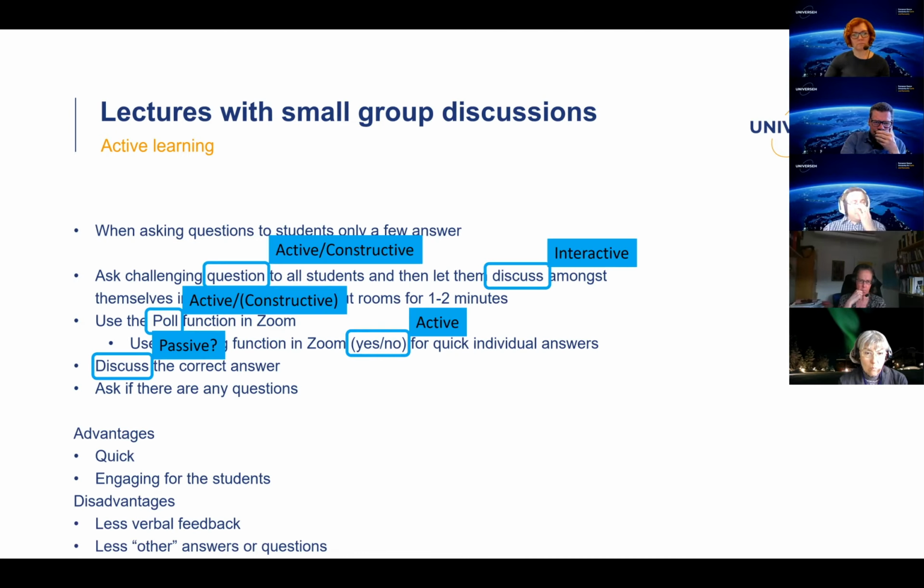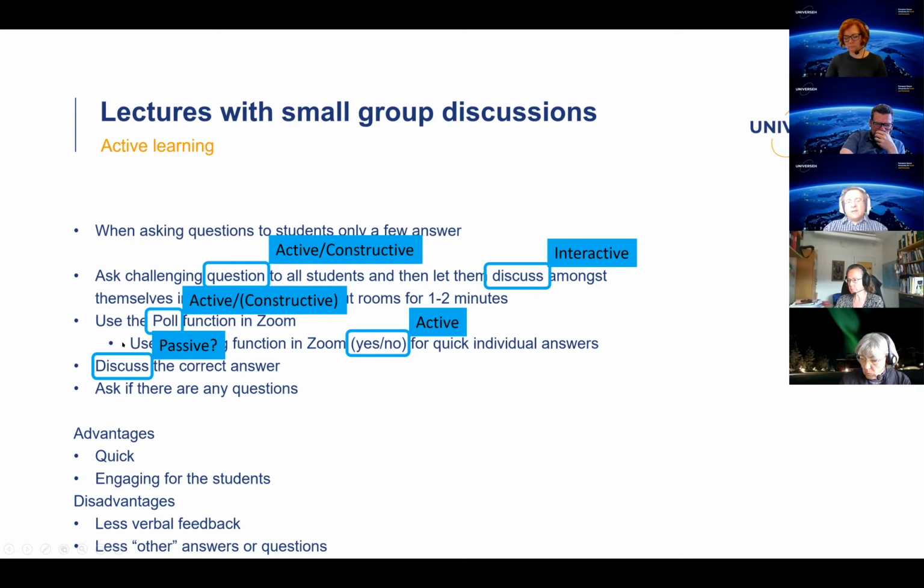And if we look a little bit at the ICAP model, I would say that the challenging question is mostly active, but maybe constructive also when they try to formulate an answer among themselves. When they discuss it, it becomes interactive. Using polls is mostly to activate the student, but a little bit constructive as well. And having yes or no questions in Zoom is mostly just to activate. Of course, you can get some reflection out of it as well, but not so much.